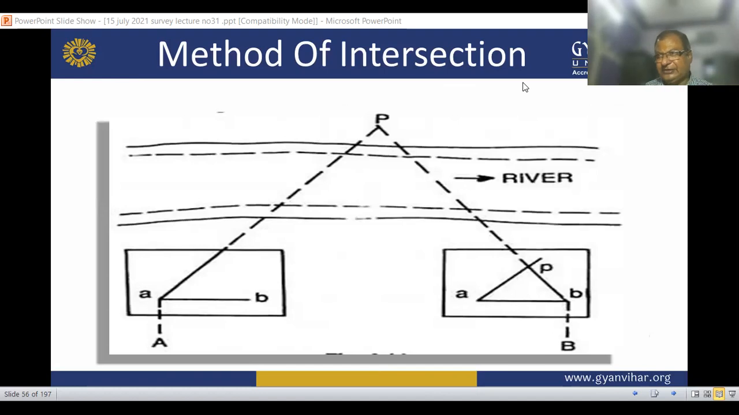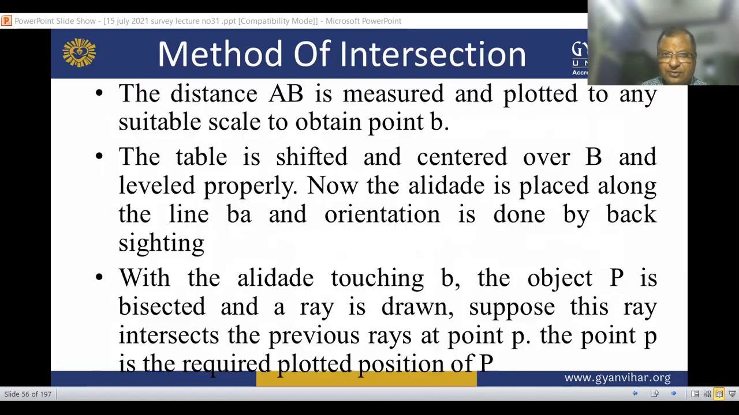Now I will explain the method of intersection. The distance AB is measured and plotted to any suitable scale to obtain point B. The table is shifted and centered over B and leveled properly.